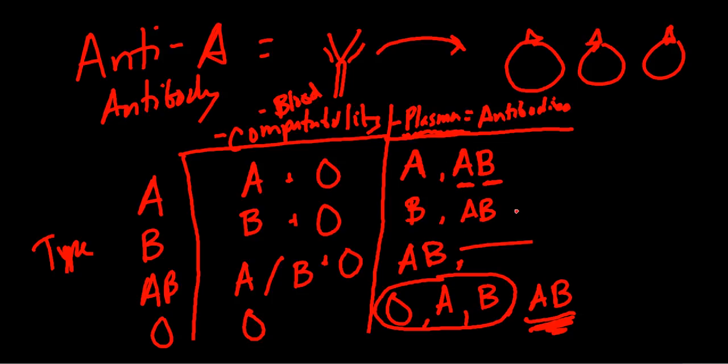So the universal plasma donor is going to be AB, while the universal plasma acceptor is going to be type O.